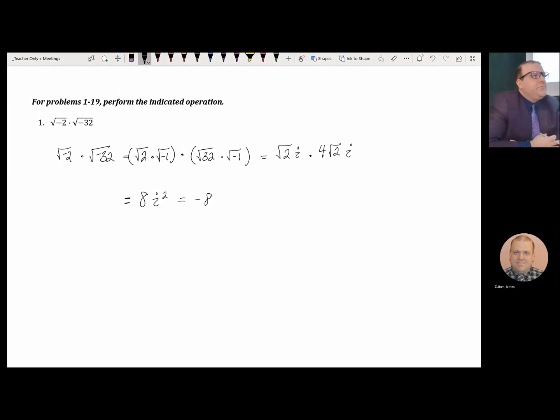When you multiply root 2 times root 2, it's root 4, which is 2. Then multiply it with 4, so 4 times 2. And i squared equals negative 1. That's the definition of i: i squared is minus 1.